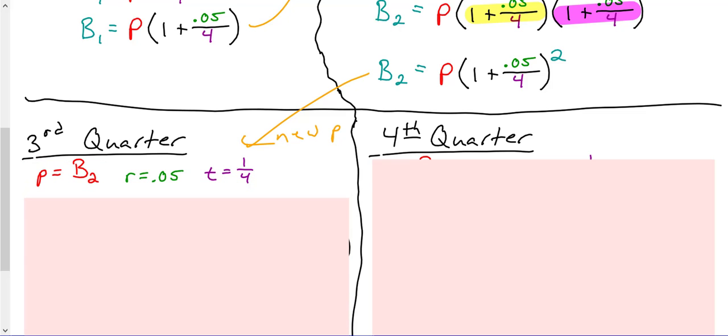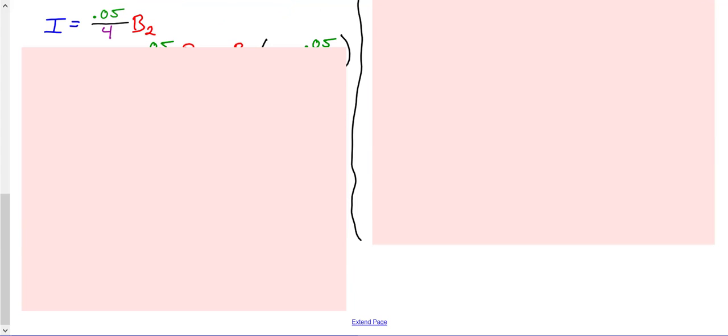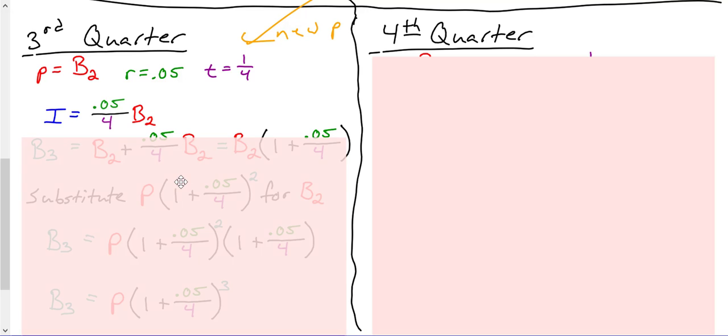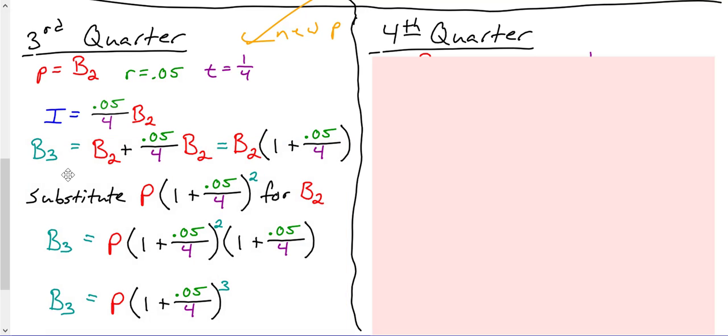So everything else is the same. We find our rate, except for this time it's B sub 2, because we're using the balance from the second quarter. We plug in everything just like we did. B sub 3 equals B sub 2 plus 0.05 divided by 4. And we can do the distribution property again. And this time we're going to substitute P times the sum 1 plus 0.05 divided by 4 squared for B2.